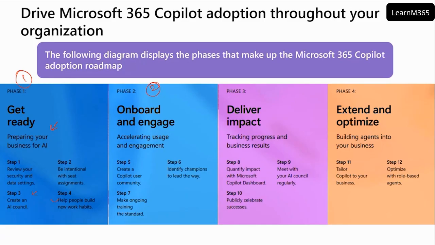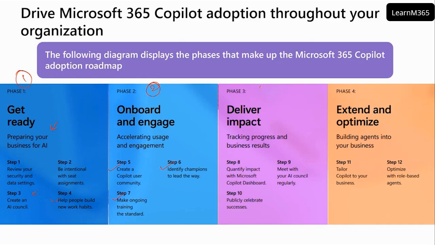onboard and engage, where we actually onboard our employees and users. We assign them the licenses, we educate them, we upskill them, we train them. All right, so basically, user enablement is there, so that you can create a Copilot user community. You can identify champions to lead the way, make ongoing training the standard.